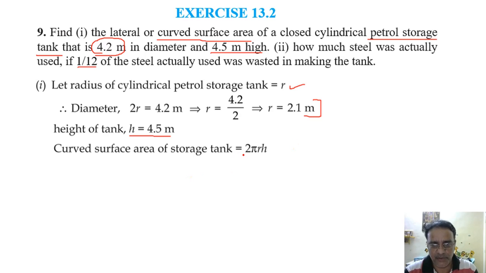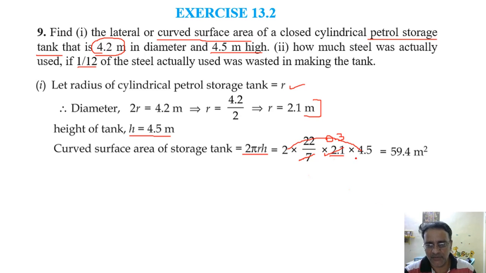So we'll write the formula. Curved surface area of storage tank is 2 pi RH. So 2 into 22 by 7 into 2.1 into 4.5. इसको चाहो तो डायरेक्ट डिवाइड कर सकते हो 0.3. Otherwise what you can do, first you remove the decimal, then cancel. Otherwise you can do in this way also.